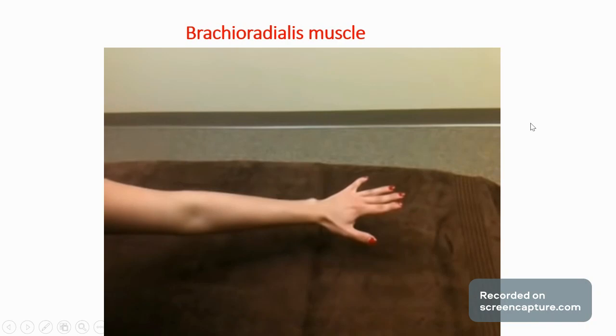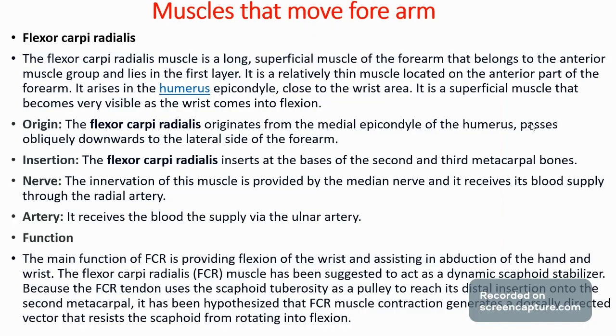This is the brachioradialis muscle. Now in the next video, we shall study the muscles that move the forearm, which muscles are helpful for moving the forearm, as well as the muscles that move the wrist also.